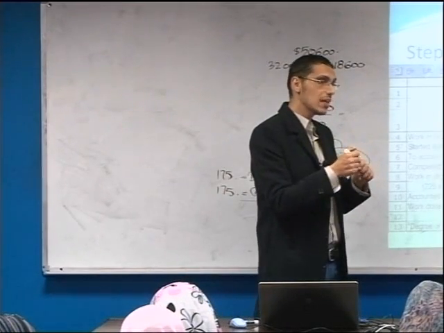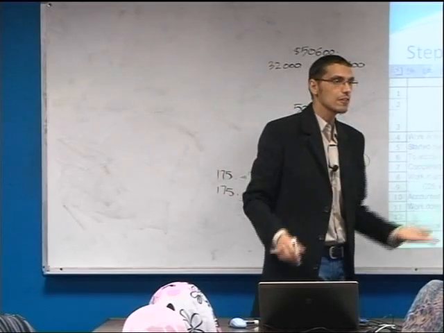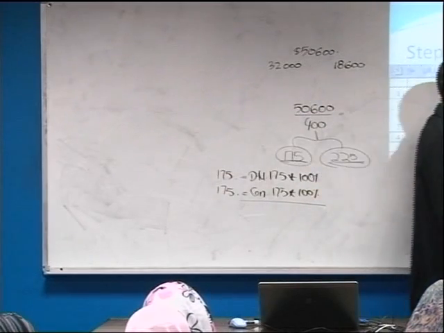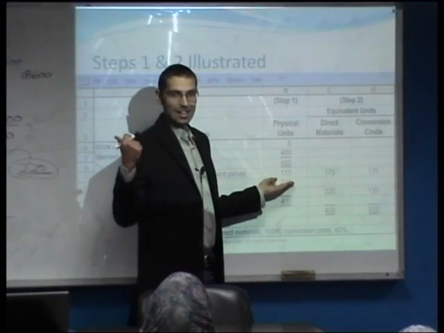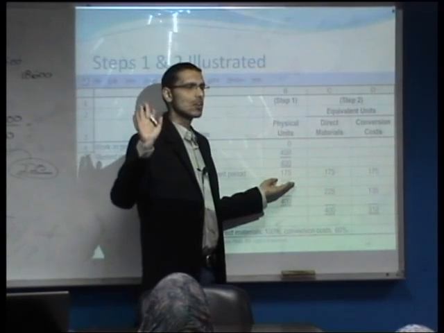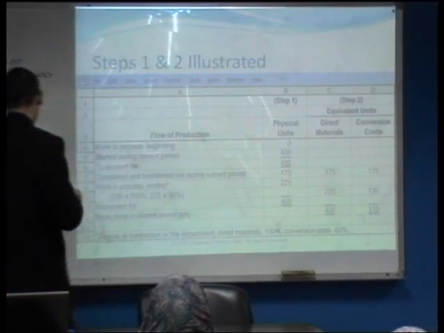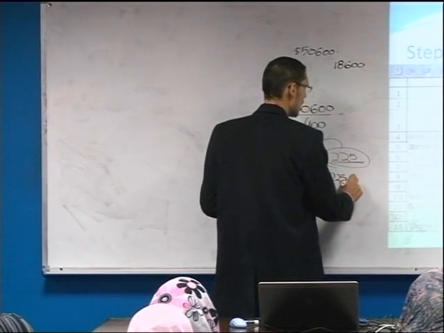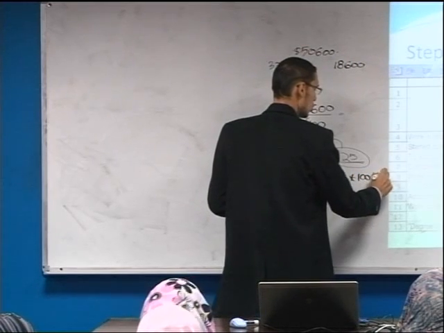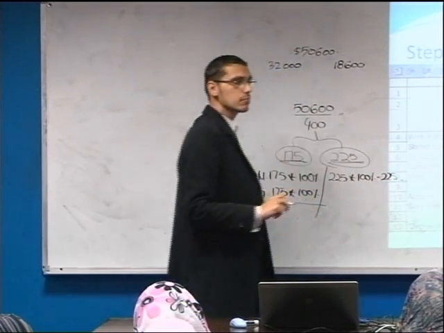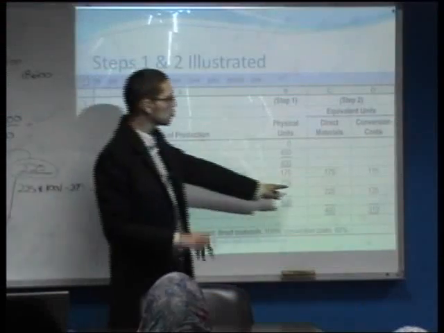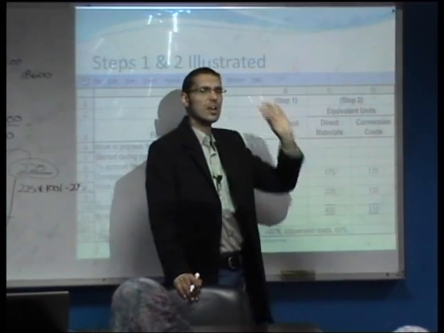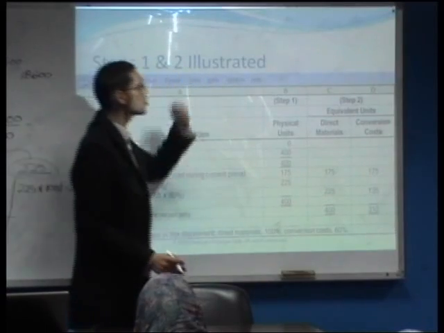Now, we need to calculate the equivalent units for the 225, which is the ending work in process. Of course, for the 225, as we took in the example, it took 100% of direct materials. Therefore, in order to calculate for the direct materials, we would multiply 225 by 100%, which would equal 225. As we can see here, 225. Why? Because it took the total direct materials that it can take, 100% of direct materials.